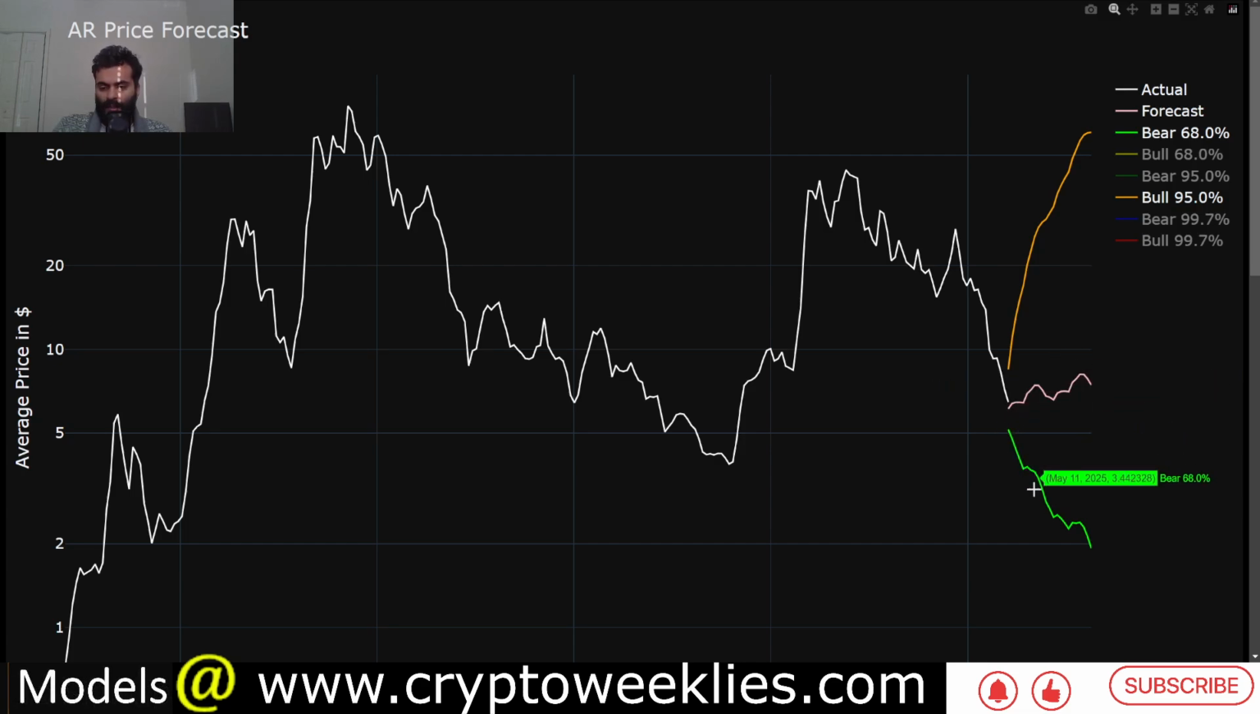The bear case for Arweave, though, in the next 3 to 4 months, again, price action. If the market does sell off in the next 2 to 3 months, the price action could see below $3. Again, we like to cover all the scenarios.